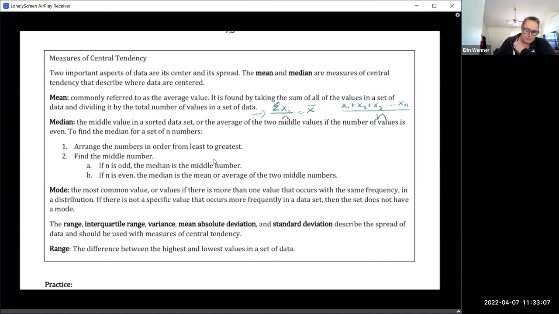So the median is the middle value in a sorted data set, or the average of the two middle values if the number of values is even. To find the median for a set of numbers, first arrange the numbers in order from least to greatest, and then find the middle number. If n is odd, the median is the middle number. However, if n is even, the median is the mean or average of the two middle numbers.